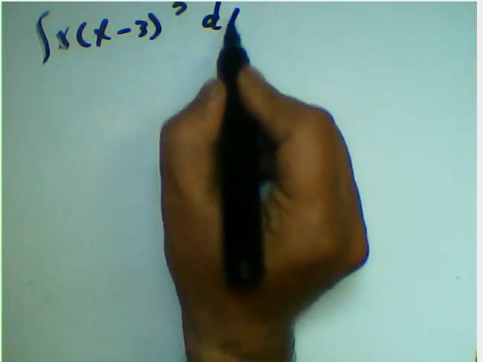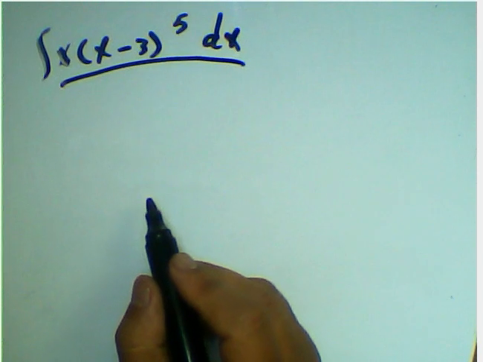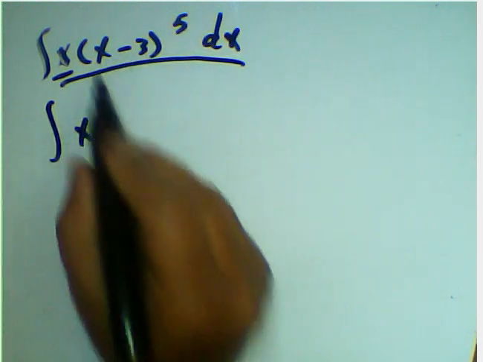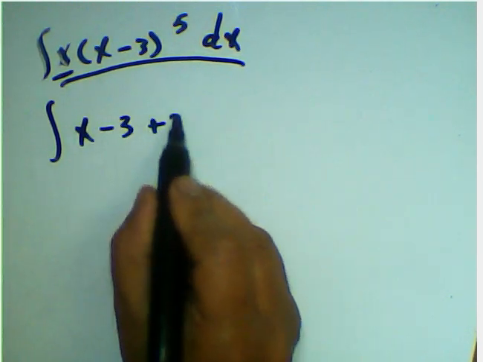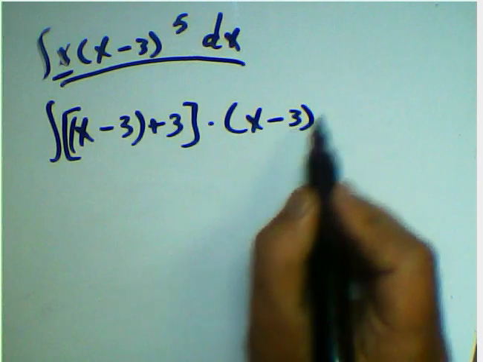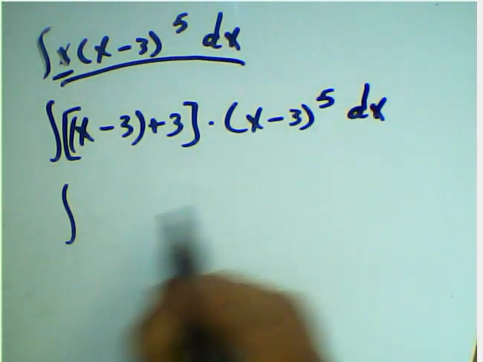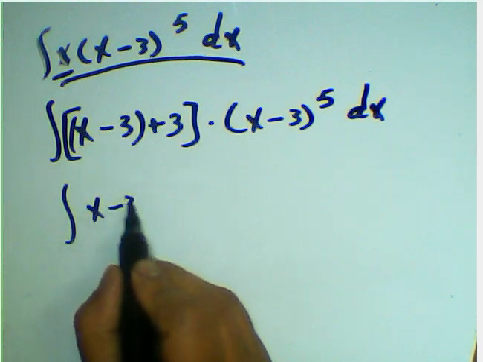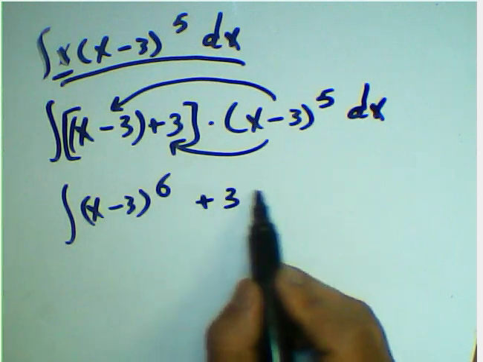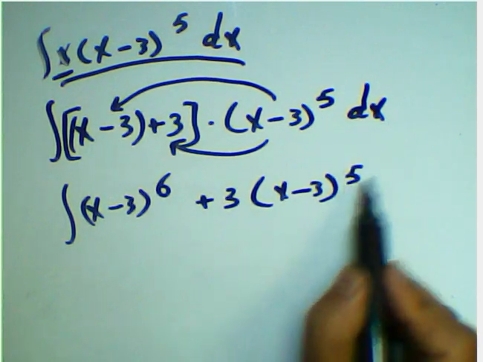Okay, find the integration of x multiplied by (x minus 3) all to the power 5 dx. Okay, think with me here, we must convert this term such that this expression is negative 3 and it's 3 here, using distributive properties. And we can use distributive properties here, it will be (x minus 3) all to the power 6 here and here, multiplied by 3 multiplied by (x minus 3) all to the power 5 dx.